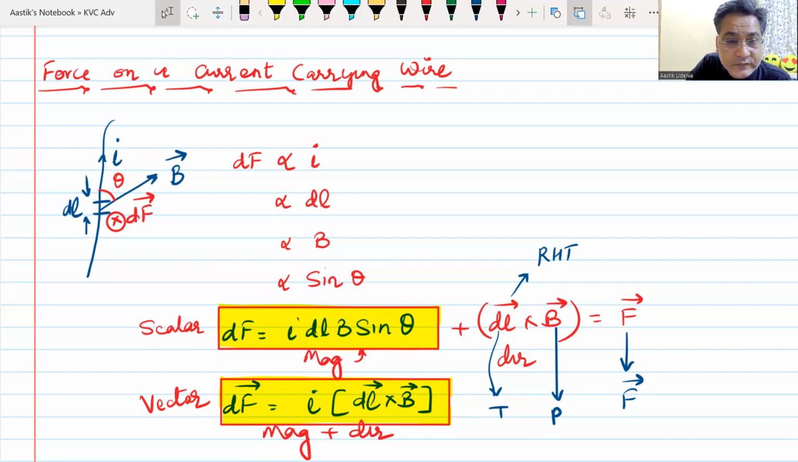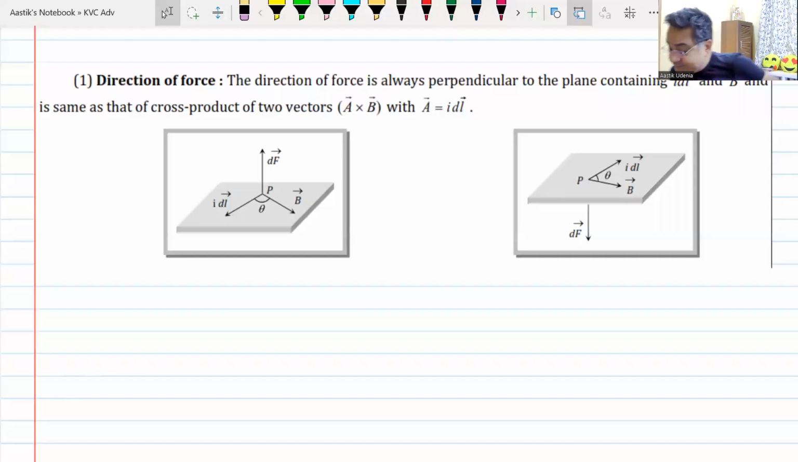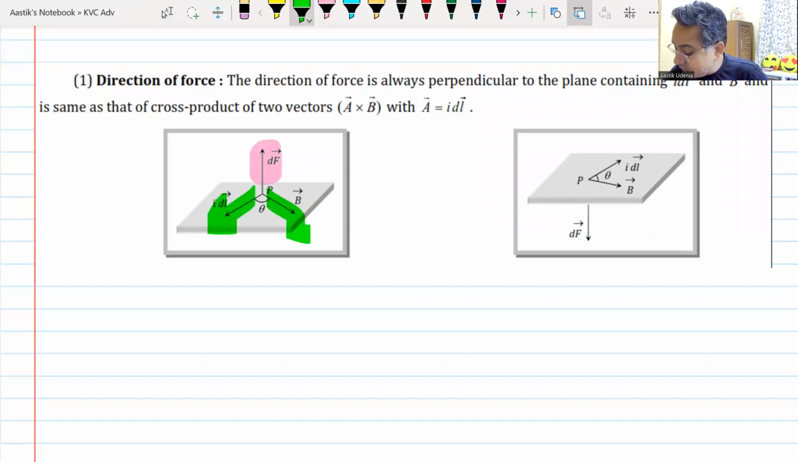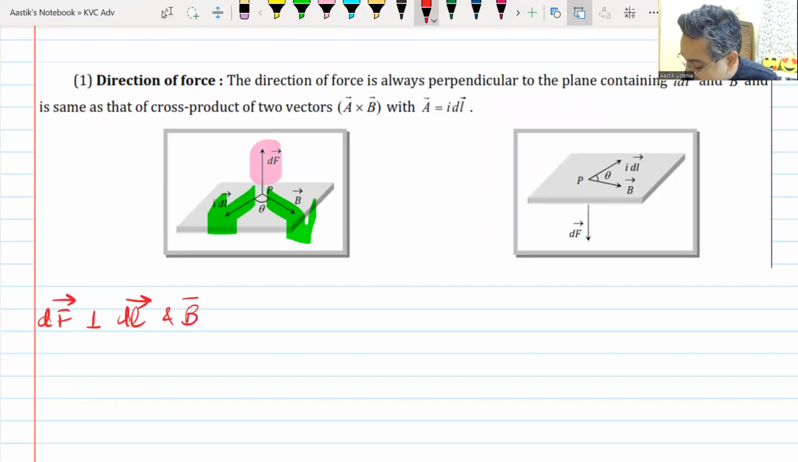We got it. Give you 1 minute to note this down. Then you can see this force is the cross product of dl and magnetic field, and therefore it will be perpendicular. This dF vector will be perpendicular to both the dl vector and the B vector. Do we understand this?